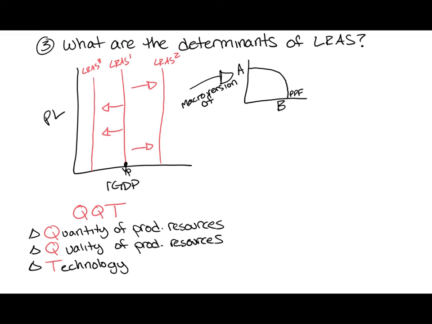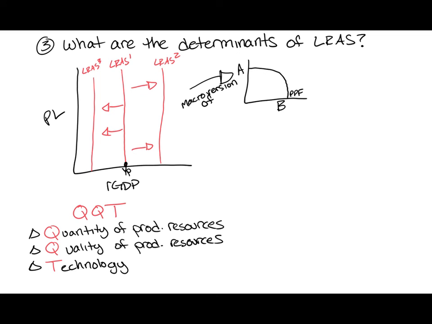So those determinants would be the quantity of productive resources available, the quality of productive resources available, or changes in technology relevant to production or productivity. So taking that knowledge and applying it to the determinants of long-run aggregate supply, we'll see increases in the long-run aggregate supply curve, aka a rightward shift, which shows economic growth, whenever the economy discovers more available resources or resources that are better suited for the production of products.